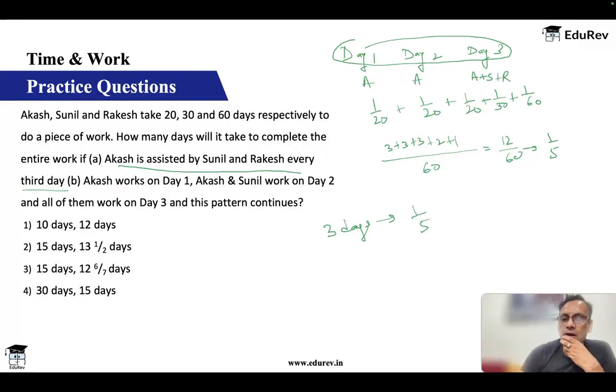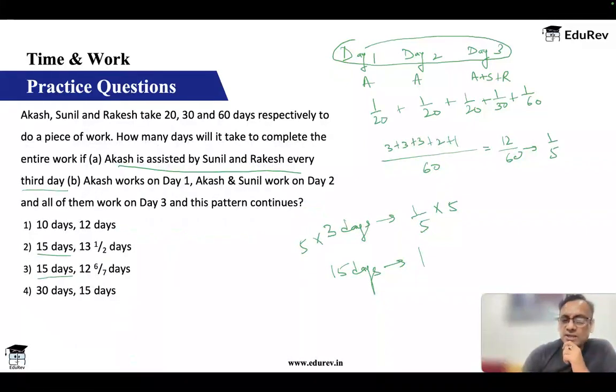Now my total work should be 1 unit. So I multiply this by 5, and I should multiply this also by 5. So you see, in 15 days, work done will be 1. So the answer for this obviously is 15 days. 15 days is here, 15 days is here. Simple. I hope you got it.